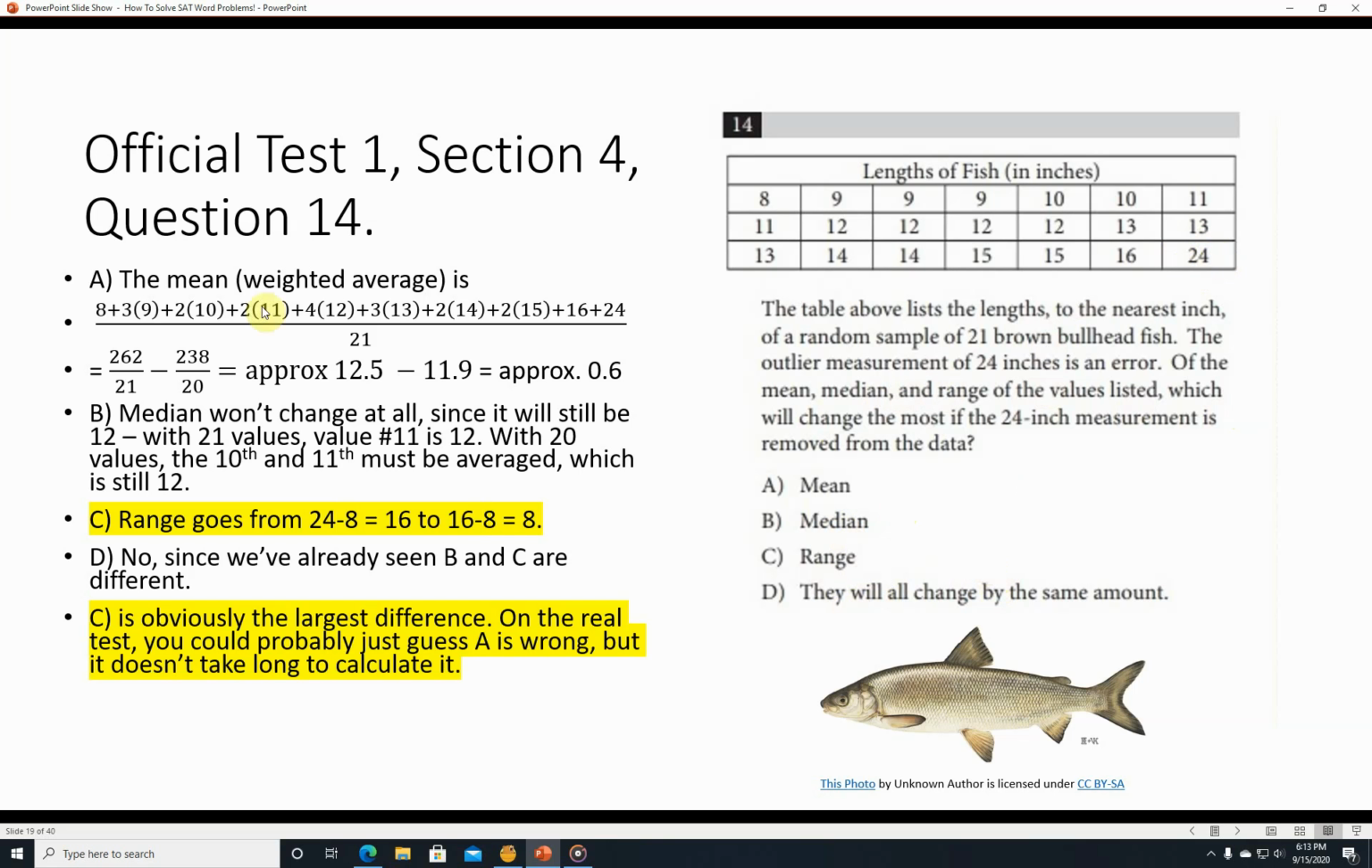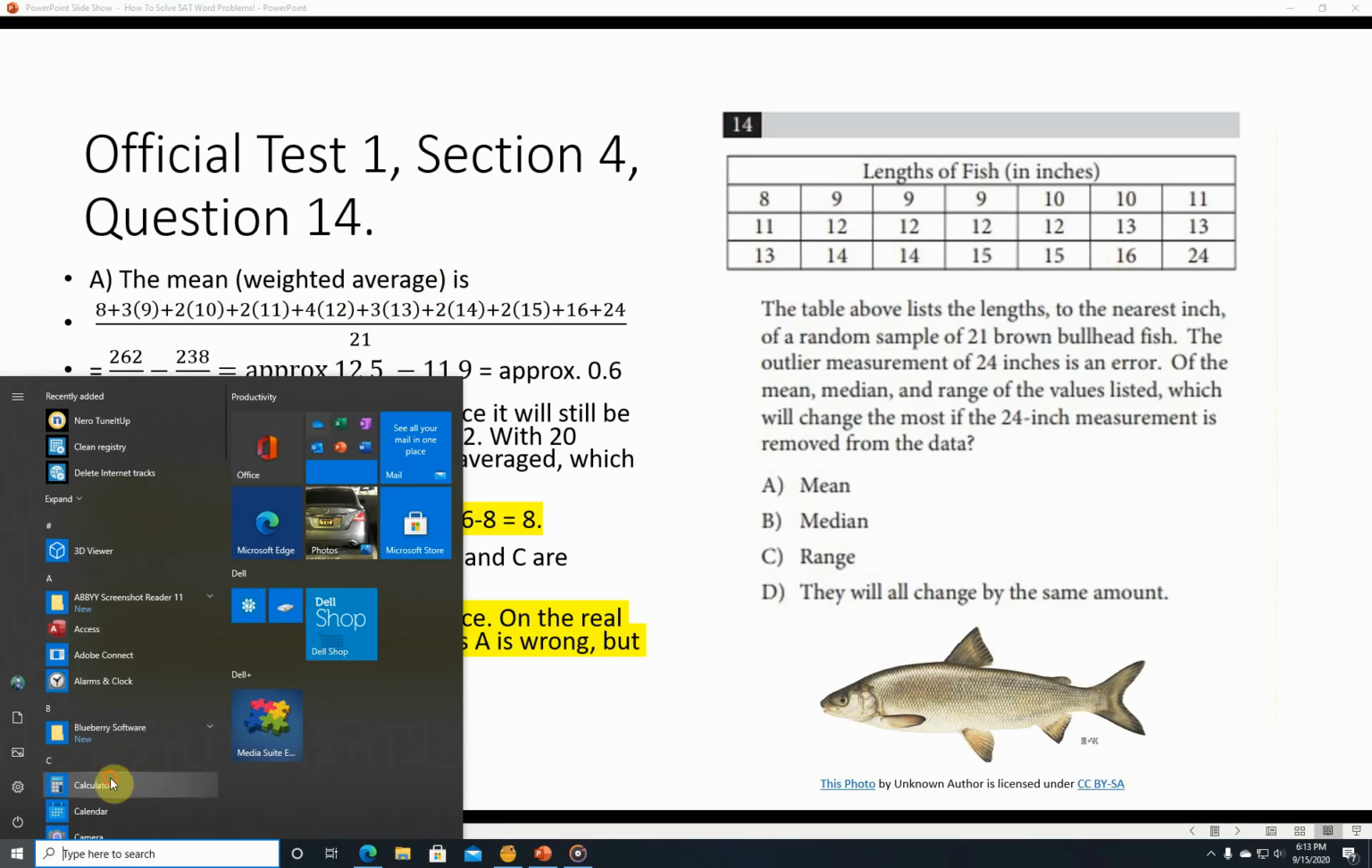Well, the mean, the weighted average, we can literally just go, okay, there's one value that's 8, that's 8. There are 3 9s, so we can have 3 times 9. We have 2 10s, so that's 2 times 10. And we have 2 times 11. We have 4 times 12. We have 3 times 13, 2 times 14, 2 times 15, a 16, and a 24. So this is the weighted average when we don't take out the outlier.